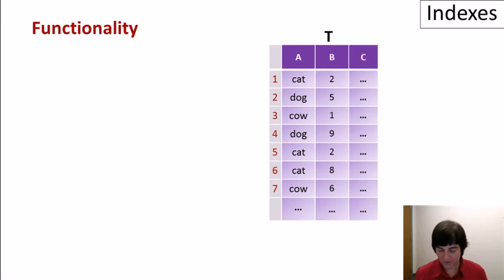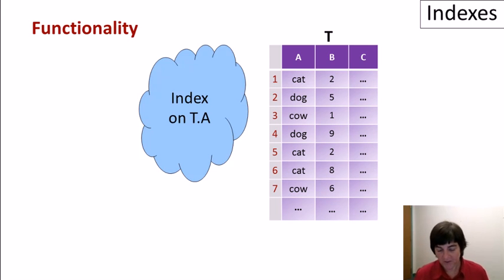So let's suppose we have a very simple table T that has 3 columns, but we're going to focus on columns A and B, and we can see that column A is a string-valued column with animal names, and column B is an integer column. Now, we're going to be asking queries that involve conditions over these 2 columns. In order to speed up those queries, if we're concerned about evaluating conditions on column A, then we can build an index on that column. So we call that an index on column T.A.